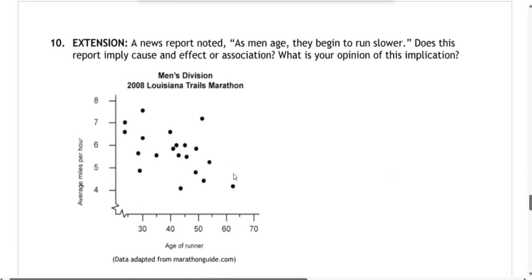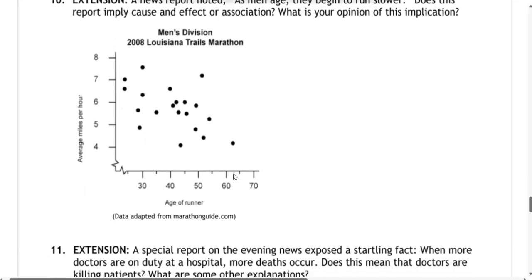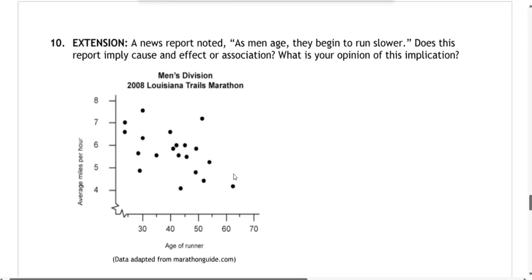All right. Now, a news report noted as men age, they begin to run slower. Does this report imply cause and effect or association? What is your opinion on this implication? Well, it's more of an association than anything because the average miles per hour is not necessarily caused due to the runner's age, but it definitely can have an impact on things. Growing older does not cause a person to run slower. They could actually run faster as they get older, depending upon how they train.